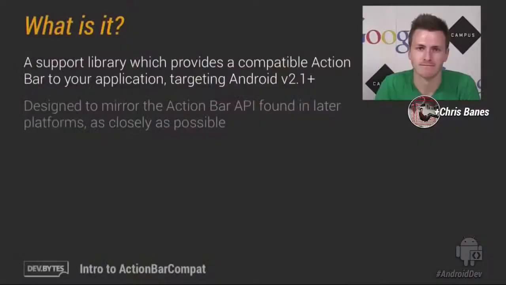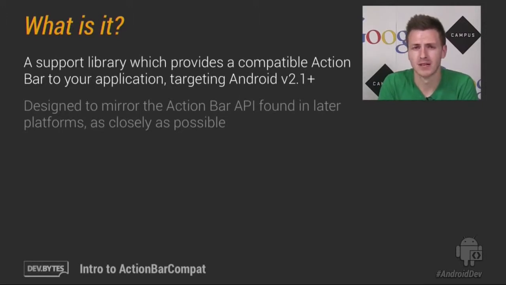ActionBarCompat. So what is ActionBarCompat? Well, it's a support library that we've released this week as part of the support library version 18, which allows you to add a compatible action bar to your application, but allows it to work from Android 2.1 upwards. Now, ActionBarCompat has been designed to mimic the ActionBar API available in later versions of the platform as much as possible, which makes your job easier.